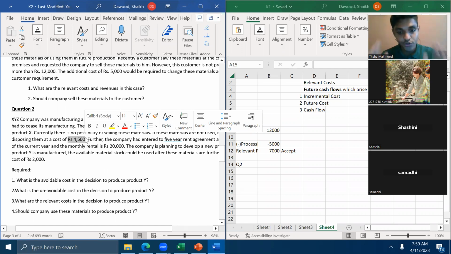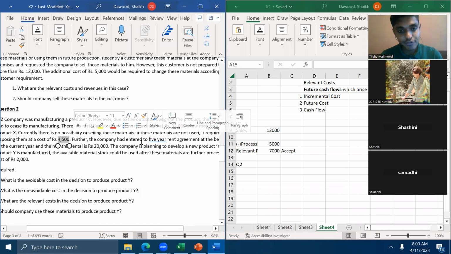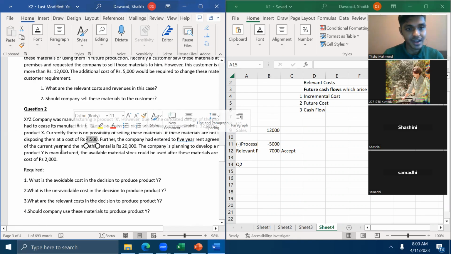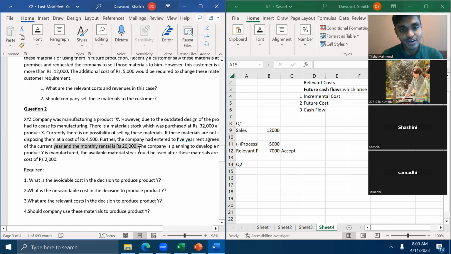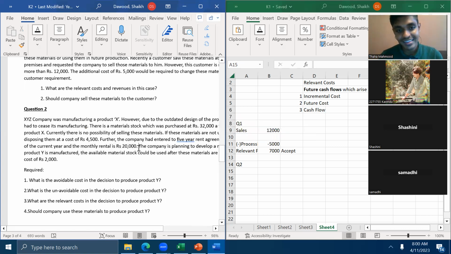If we decide not to use this, we have to incur 4,500 rupees to dispose of them. Further, the company has entered a 5-year rent agreement at the beginning of the current year and the monthly rental is 20,000. Like I said, you commit to a certain cost; in this instance, there is a legal obligation to pay this monthly rental.